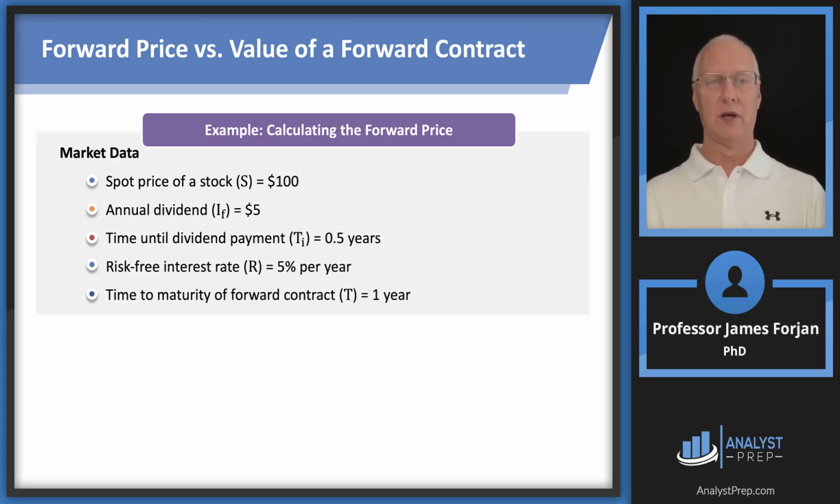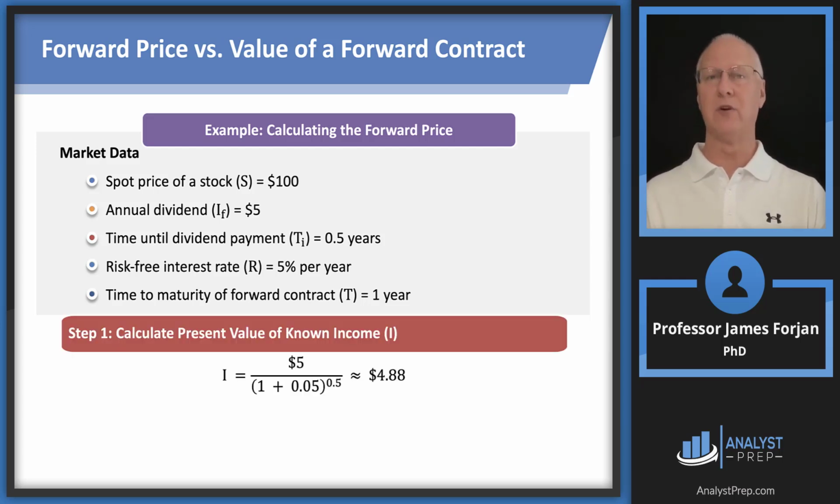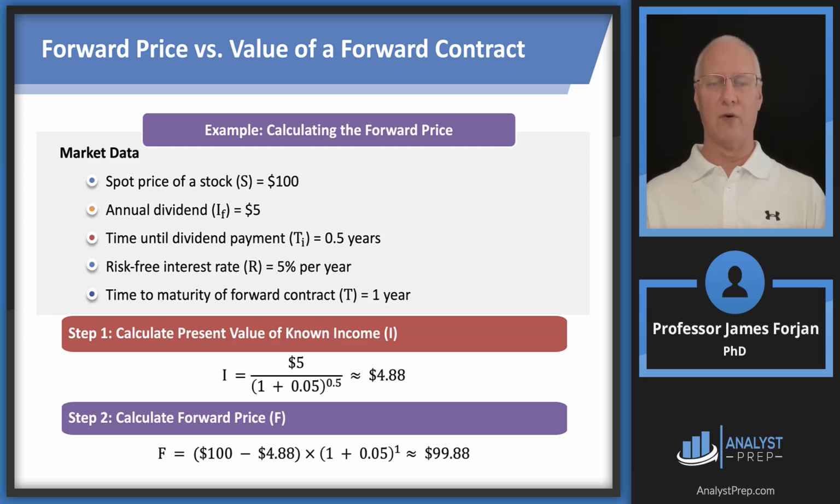So we have a share of stock for 100, dividend $5, dividend payment in a half a year, risk-free 5%, forward contract is 1 year. How do we come up with a reasonable estimate of the value of the forward contract? Well, let's first take the present value of that dividend payment. So take the 5 and divide it by 1 plus the risk-free rate of interest, once again raised to just that half year because we get that dividend payment in a half a year. So there's the $4.88. Take that out of the $100 spot price and then compound it out. There's the forward price, $99.88.